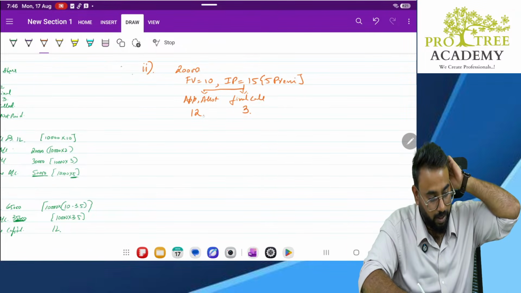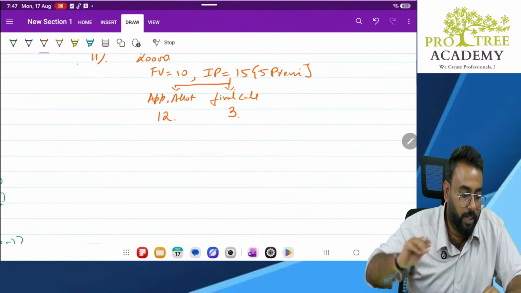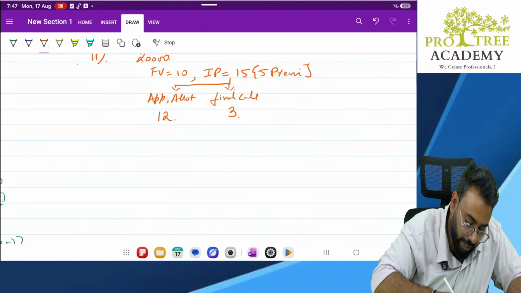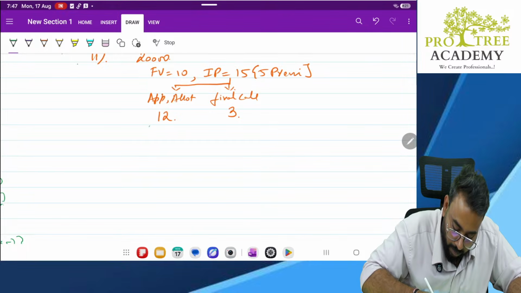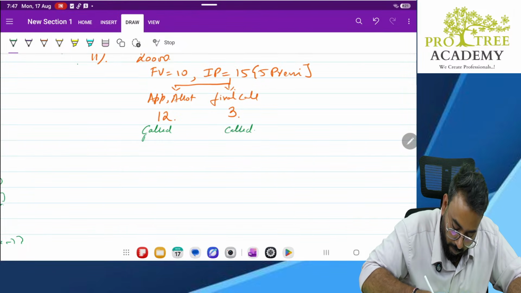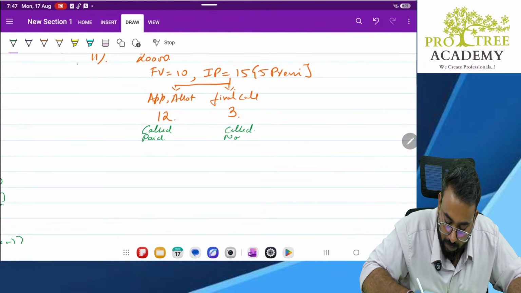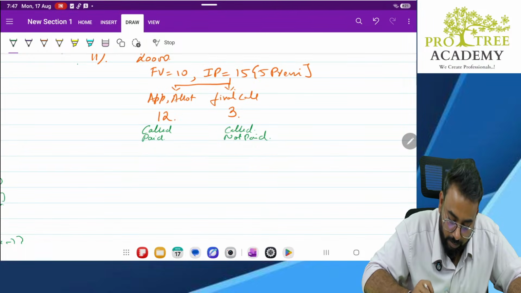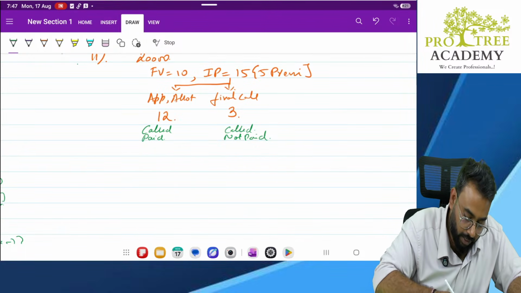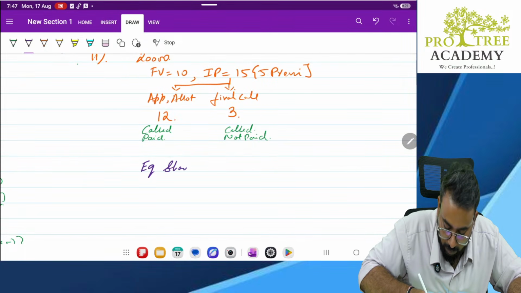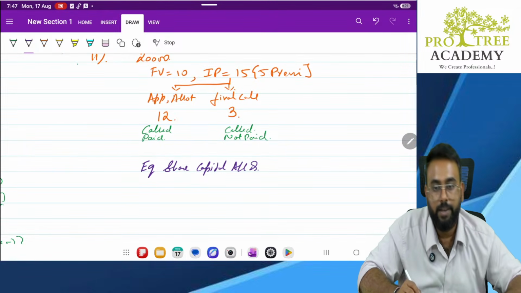Sir, how did you get this 12? See, they have given it very clearly in the question. 3 rupees was the final call, which was unpaid. Clear? So the balance would have been paid. Correct? Called. Paid. Not paid. Okay? Now, what is the journal entry? Equity share capital account debit. How much?